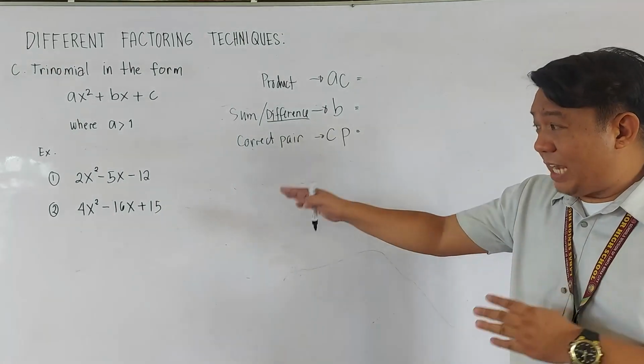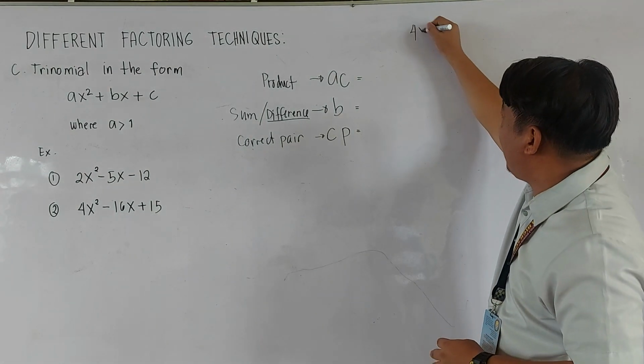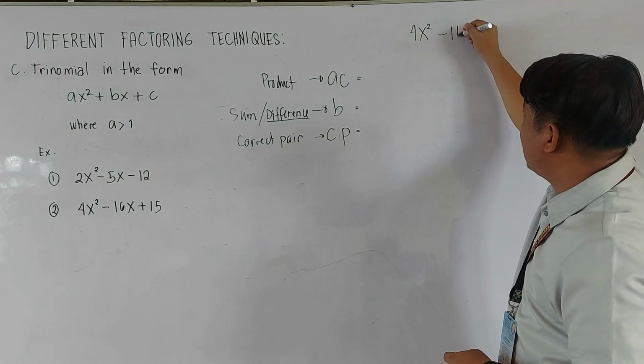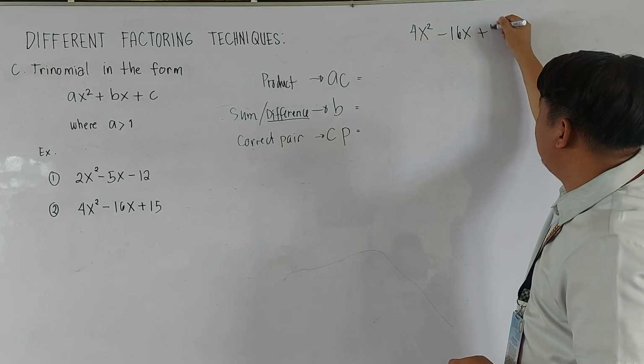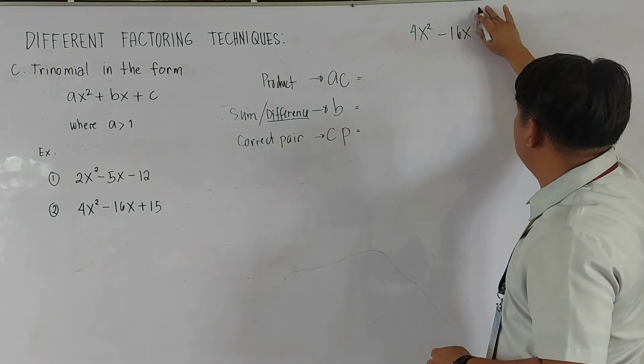Okay, so for our second example, which is 4x squared minus 16x plus 15. Okay?